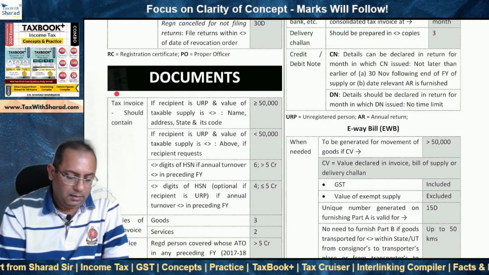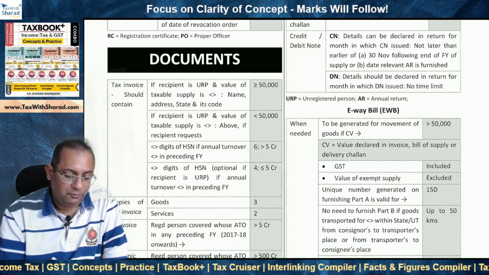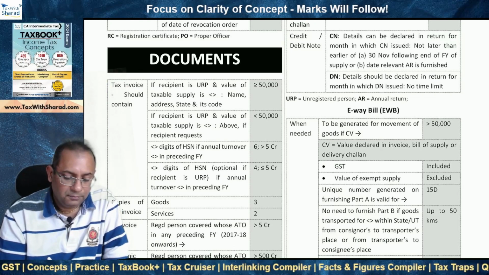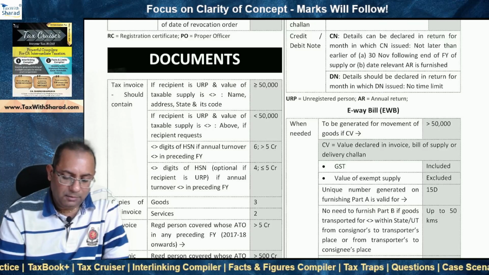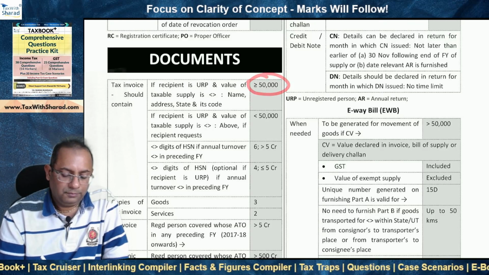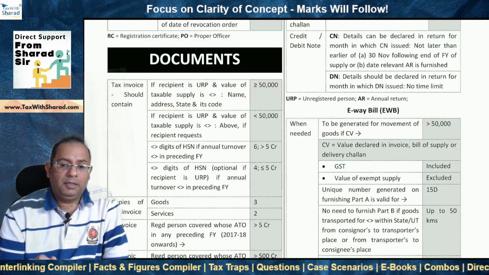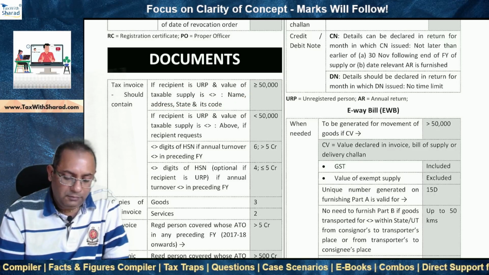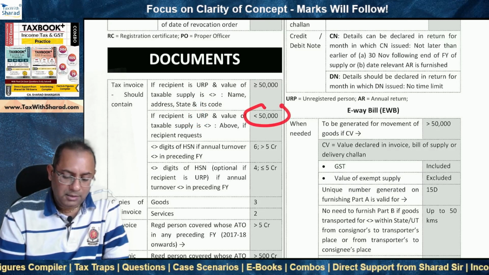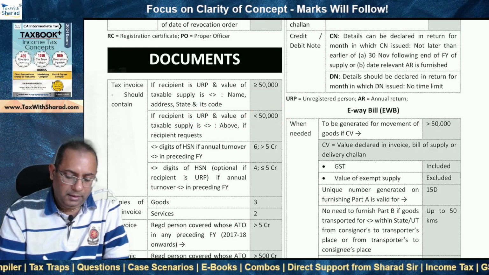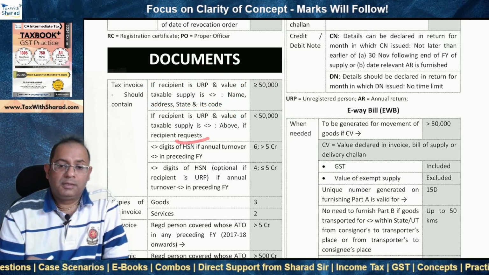Documents. Tax invoice. Certain information that a tax invoice should contain. If recipient is unregistered and the value of taxable supply is 50,000 or more, then name, address, state and its code needs to be mentioned in the tax invoice. If the recipient is unregistered and value of taxable supply is less than 50,000, then the above needs to be mentioned if the recipient requests.